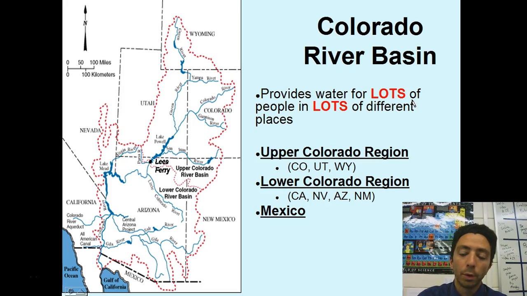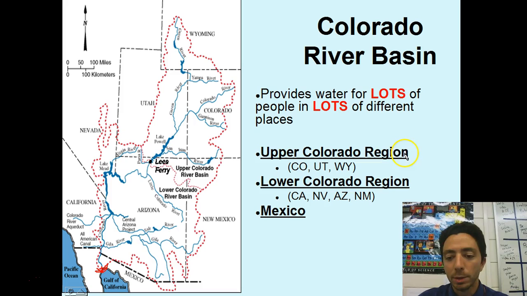Another really important example for water use in the United States is the Colorado River Basin, and this is a picture of that watershed. The Colorado River runs from Wyoming and Colorado all the way down into the Gulf of California, which is in Mexico. It's down here at that kind of Baja, Mexico down there.